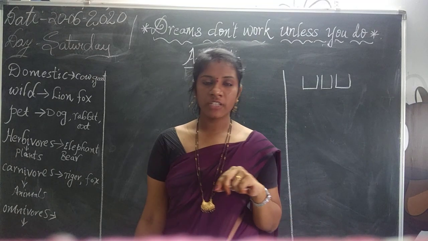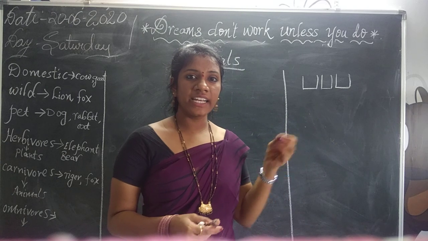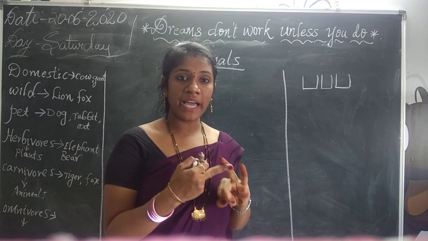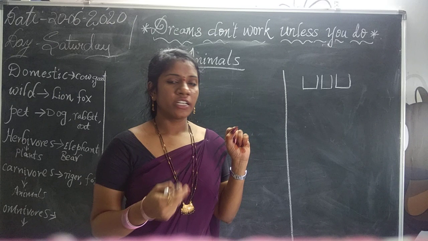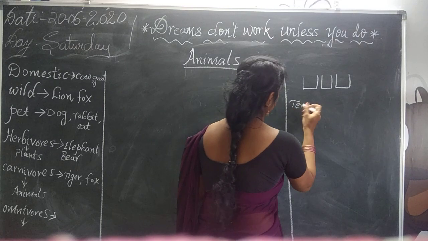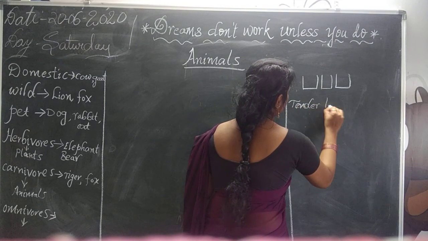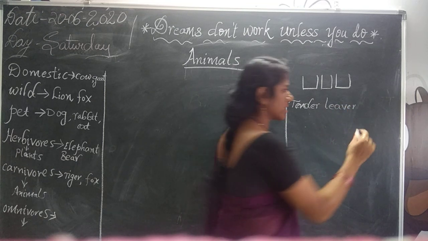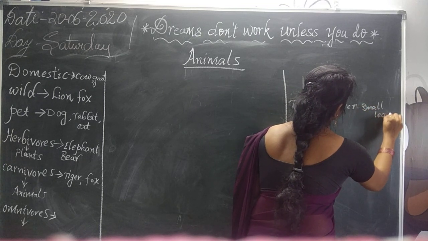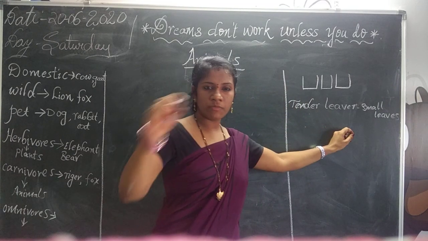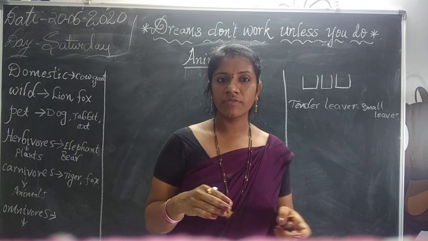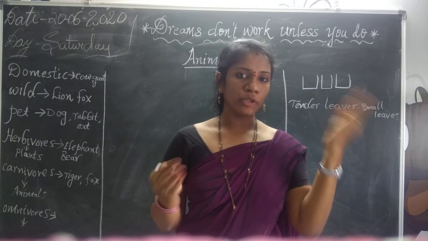Because you know peacocks, are you seeing peacocks? They can eat some snakes and lizards and some small insects. That type of animals we can call omnivores. Peacocks, sparrows, these types of animals can eat tender leaves. You know tender leaves? Tender leaves means small leaves. So peacocks and sparrows eat some insects and small tender leaves. These types of animals we call omnivores. Omnivores means they can eat both plants and animals.